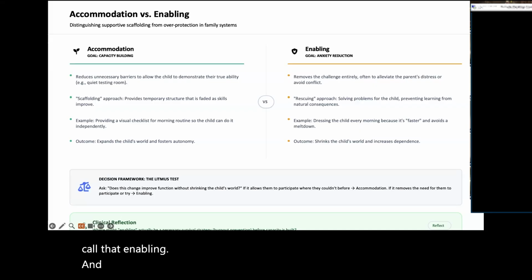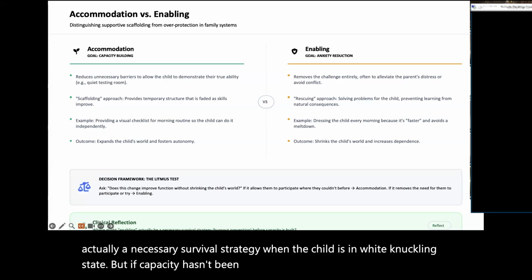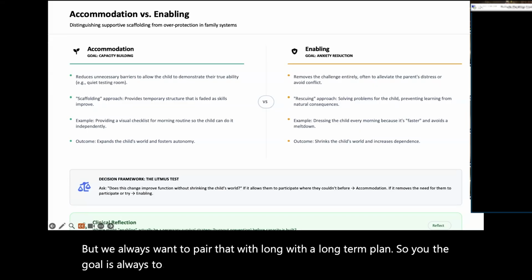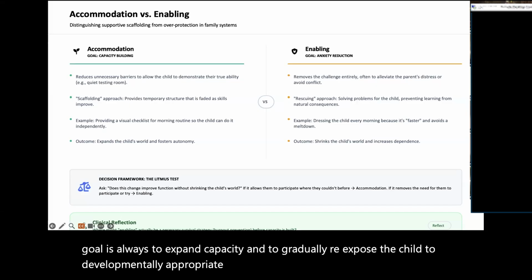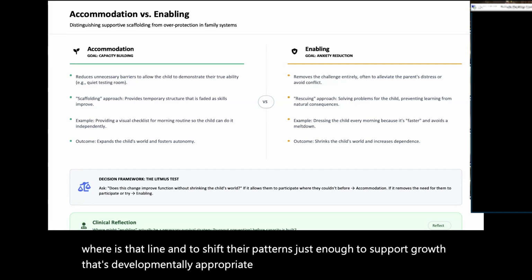And the nuance in this is that sometimes what looks like enabling is actually a necessary survival strategy when the child is in a white-knuckling state. If capacity hasn't been built yet, some temporary enabling may prevent complete burnout. But we always want to pair that with a long-term plan. So the goal is always to expand capacity and to gradually re-expose the child to developmentally appropriate demands. Your job is to help families identify where that line is and to shift their patterns just enough to support growth that's developmentally appropriate without overwhelming the child.